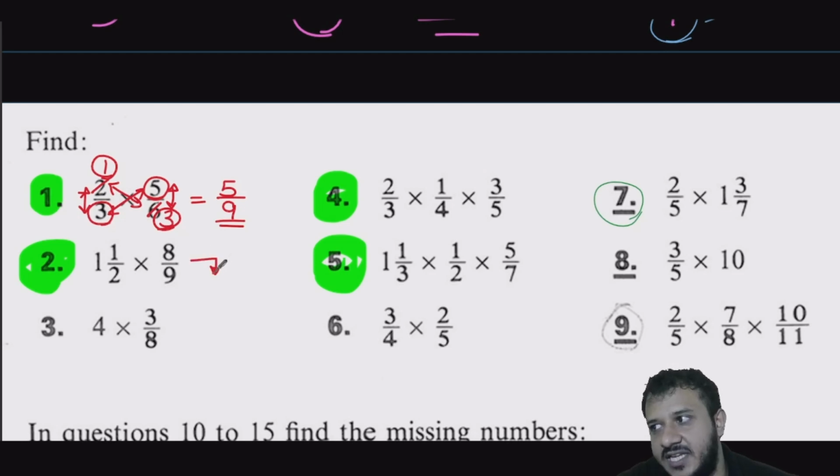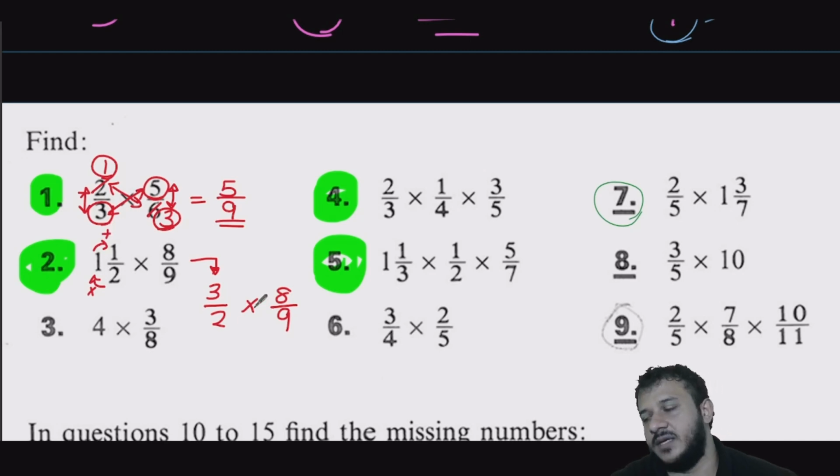Let's quickly rewrite it as improper fractions. Can somebody quickly tell me what is the improper fraction of this? What is the improper fraction? 3 over 2. 3 over 2. Because why? 2 times 1 is a 2. That plus 1 is a 3. Yeah. Now let's start to simplify.